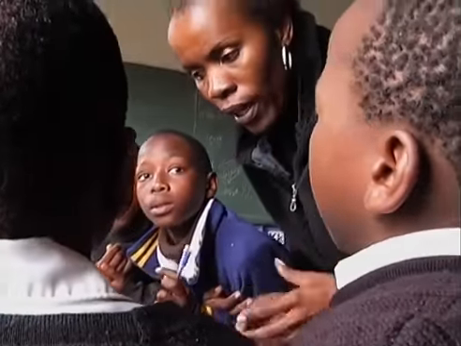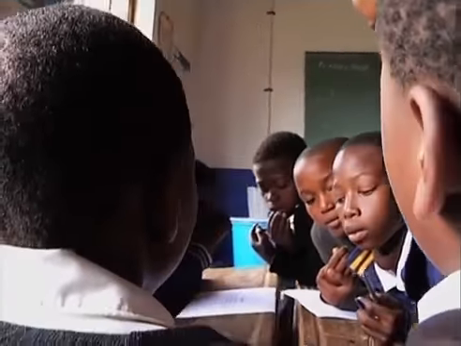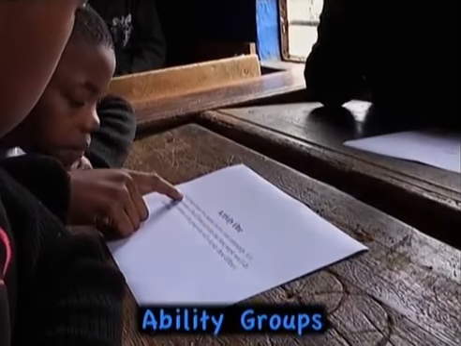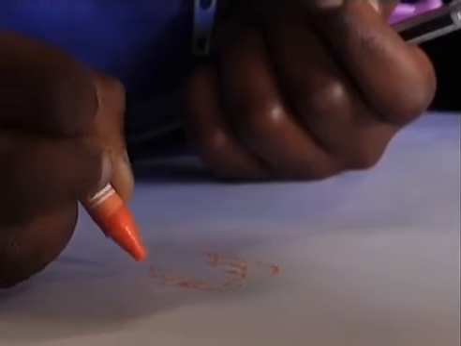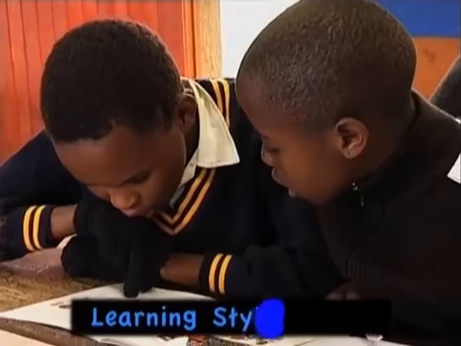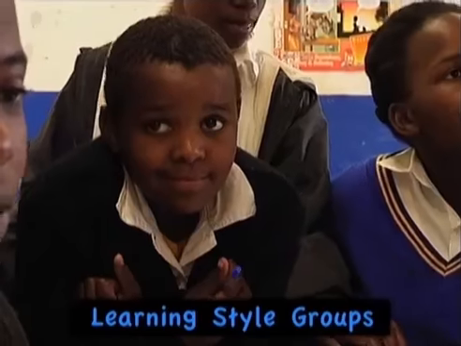Sometimes I group them according to their ability so that they can work at their own pace. So this is our activity, activity 1. At other times I group them according to their learning styles so that the activity they do can be tailored to the way they like to learn.